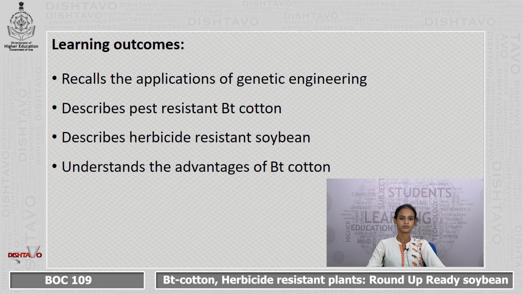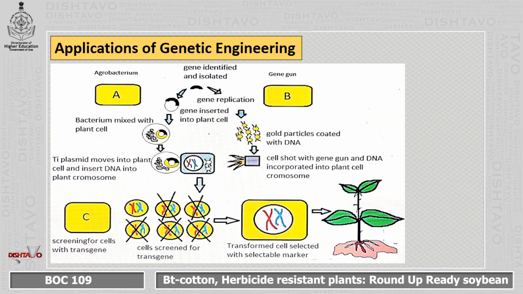Learning outcomes: recalls the application of genetic engineering, describes pest resistant Bt cotton, describes herbicide resistant soybean, understands the advantages of Bt cotton. Applications of genetic engineering.